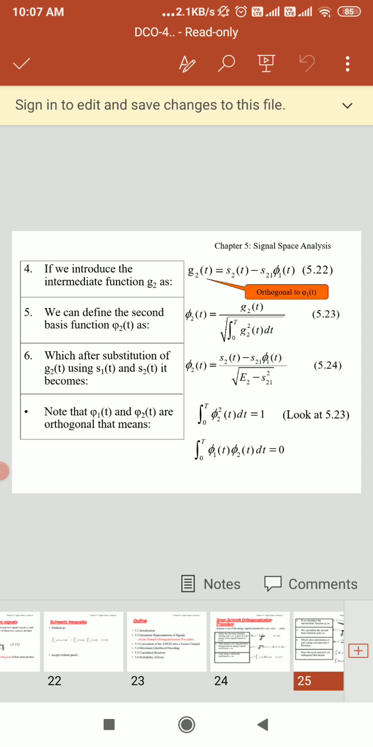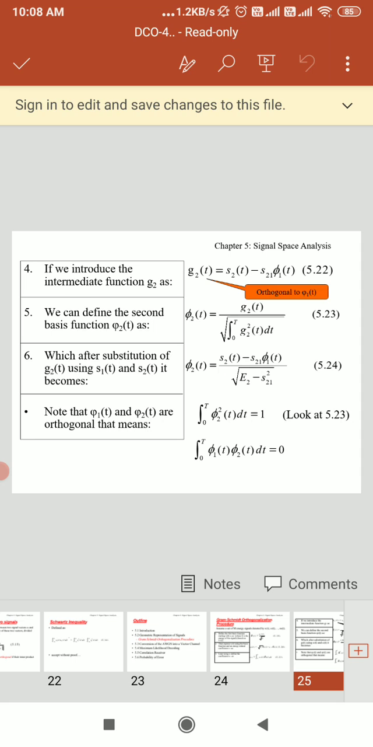These are some of the steps which we require for Gram-Schmidt orthogonalization. When we introduce the intermediate function G2(t) equal to S2(t) minus S21 phi 1(t), you will get a function orthogonal to the basis function. So we can now define the second basis function, phi 2(t), equal to the intermediate function G2(t) upon the square root of the integral from 0 to T of G2 squared(t) dt.